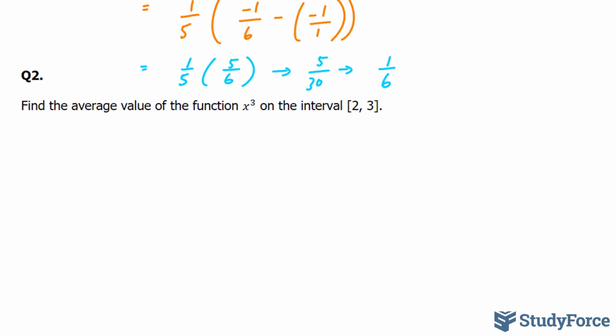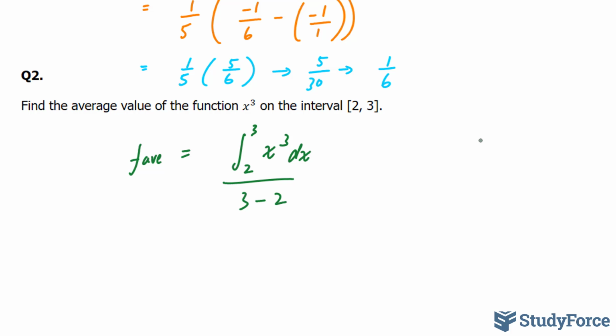Let's try another example. This time, they're asking us to find the average value of the function x to the power of 3 on the interval between 2 and 3. So we have f average is equal to, this time I'm going to write it out a little bit differently, where I have 3 as our upper limit and 2 as our lower limit, and the function, which is x to the power of 3 over 3 minus 2. And don't forget the dx.